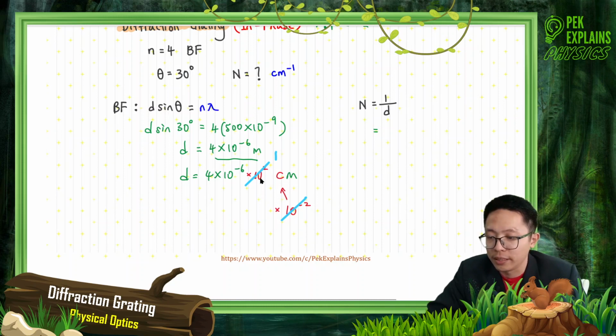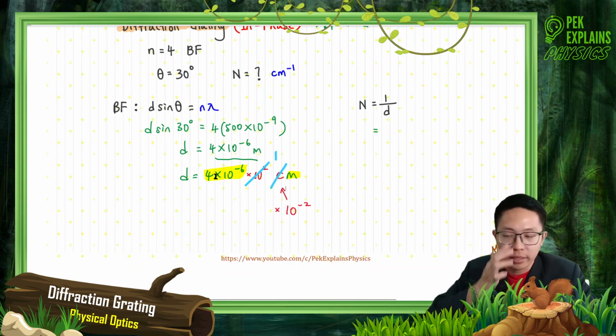What I mean is, I can cancel this exponent 2 with the centi, then it becomes 1. So it goes back to the value of 4 exponent negative 6 meter. You see that? It equals the previous one, because I cancel this exponent 2 and exponent negative 2. I cancel, it becomes 1.